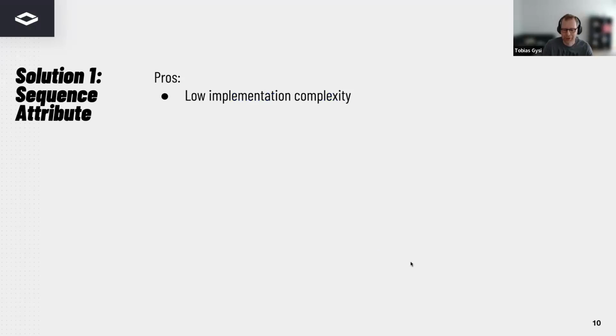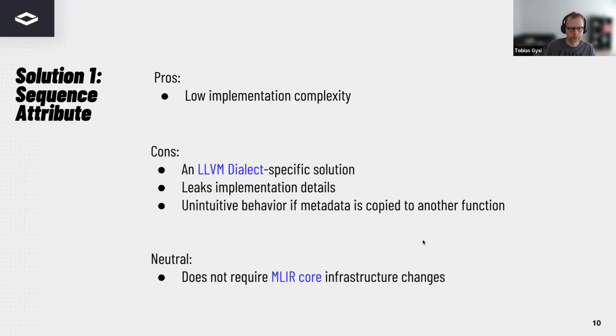So I tried to come up with pros and cons for this solution, and I think the pro is the relatively low implementation complexity compared to what I will show afterward. The con is that it is a very LLVM dialect specific solution. It also leaks implementation details in the sense that we wouldn't like to know that such a sequence even exists when we look at the code.